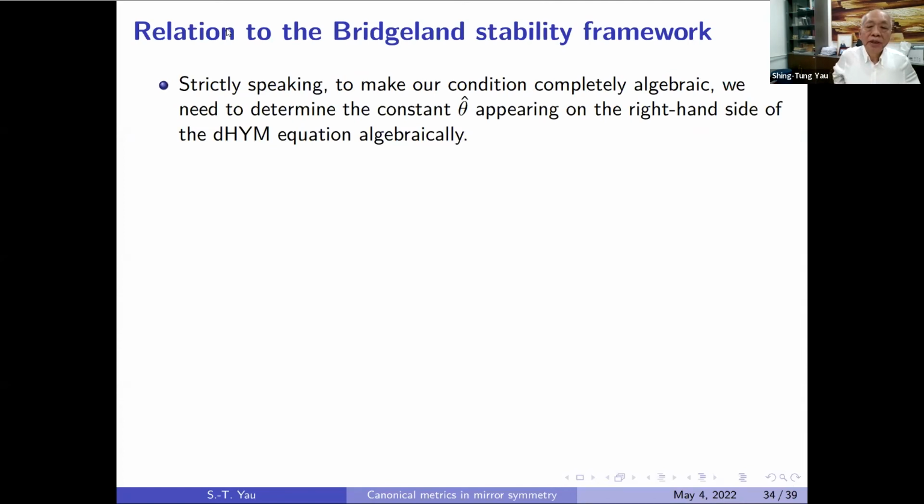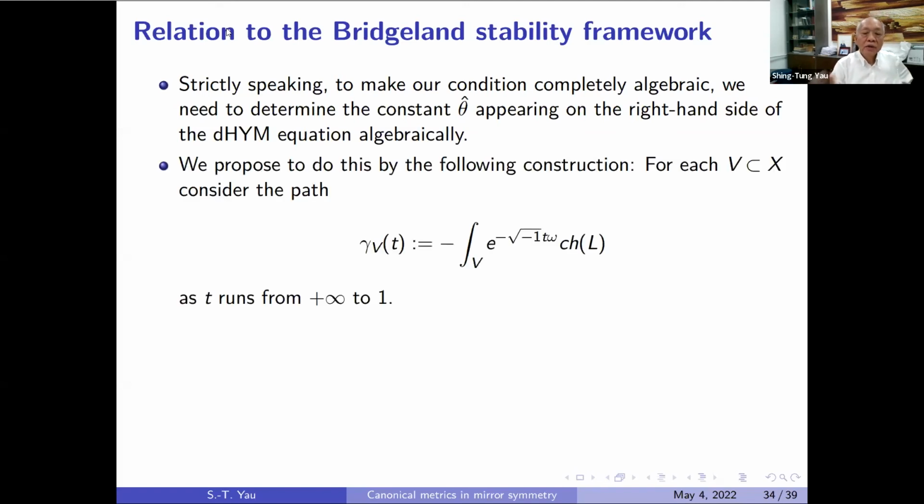Now, strictly speaking, to make our condition completely algebraic, we need to determine the constant theta hat that appears early on the right-hand side of the deformed Hermitian-Yang-Mills equation, algebraically. So we need to understand that theta hat. We propose to do this by the following construction. For each algebraic subvariety V, we consider the path obtained by changing the polarization omega. Replace omega by T omega, and let T run from plus infinity, basically a large radius, going to 1, and see what happens.